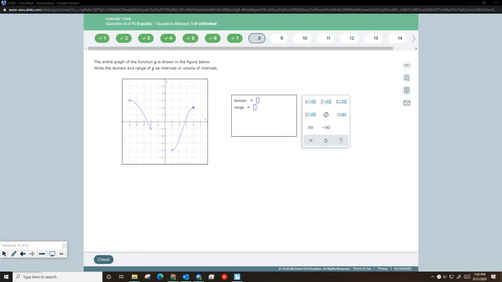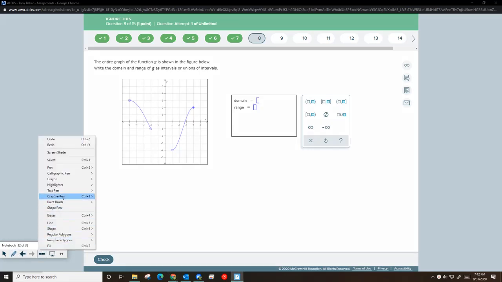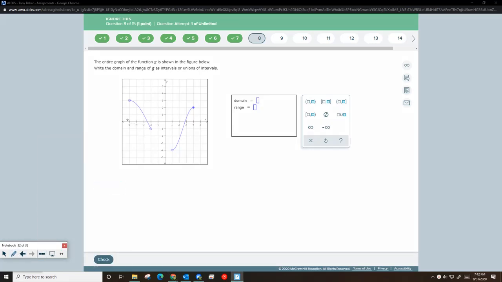All right, in this one, we have a split graph. So it's a non-continuous graph. That's okay. We're still going to do the domain and the range the same way. So when we're looking at the domain, I'm going to look at the two separate pieces. So I'm looking from -5 to -2, and from 1 to 4.